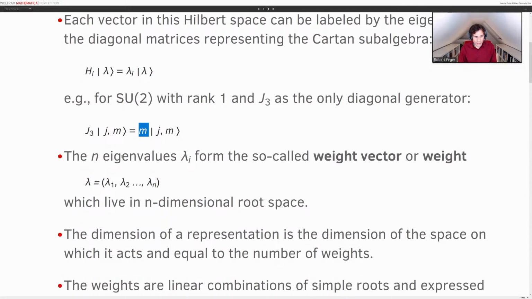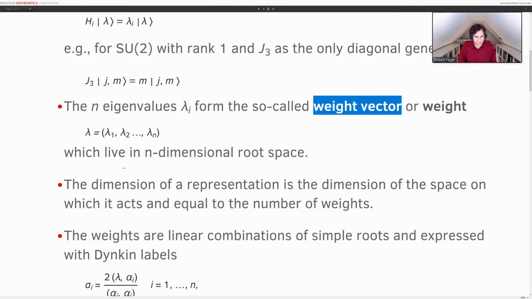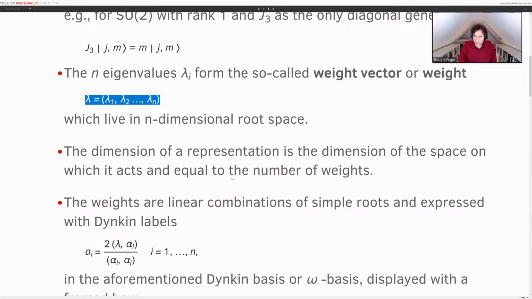So in general, you get n eigenvalues, lambda I, and they form the so-called weight vector, or simply the weight of this representation. You see a lot of things are very similar to roots. So this is the weight vector which lives in an n-dimensional space, and this is also the same space as the root space. The dimension of the representation is the dimension of the space on which it acts, and it's equal to the number of weights, which is very important. The number of weights shows that these are discrete points in this root space that stand for the weights.